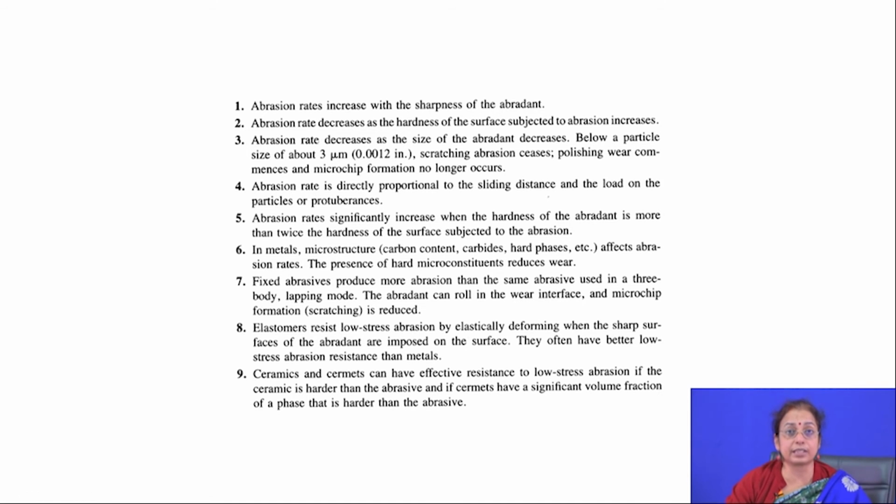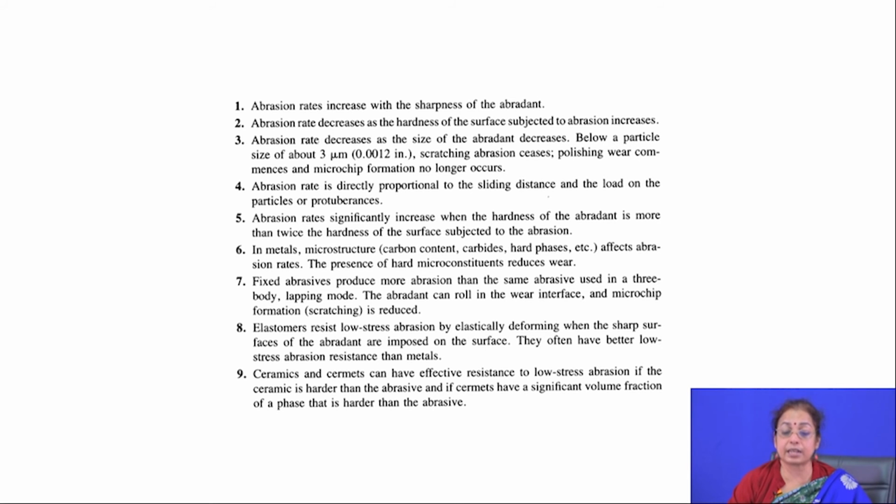As you go on increasing the sharpness, naturally abrasion rate increases, because this is a cutting phenomenon. This is basically low stress abrasion. This is the cutting which is the main mechanism of the loss of material. So, as you go on decreasing the sharpness of the abradant, you will reduce the abrasion rate.